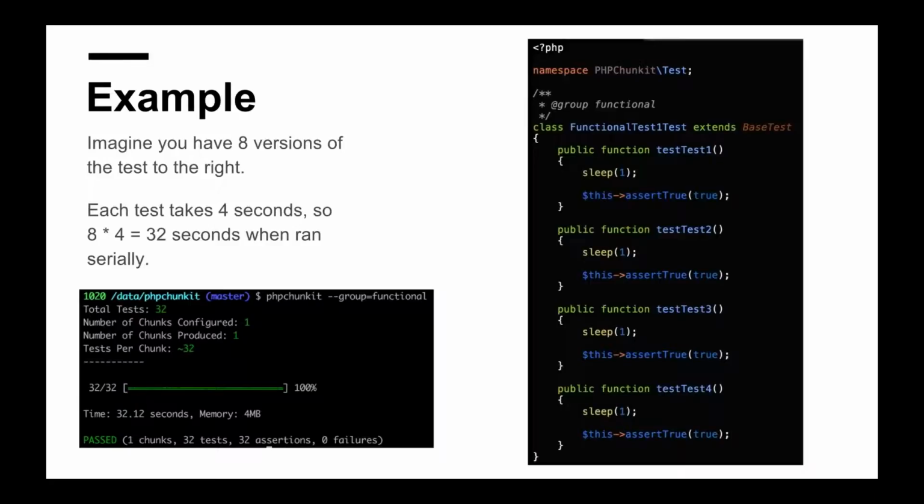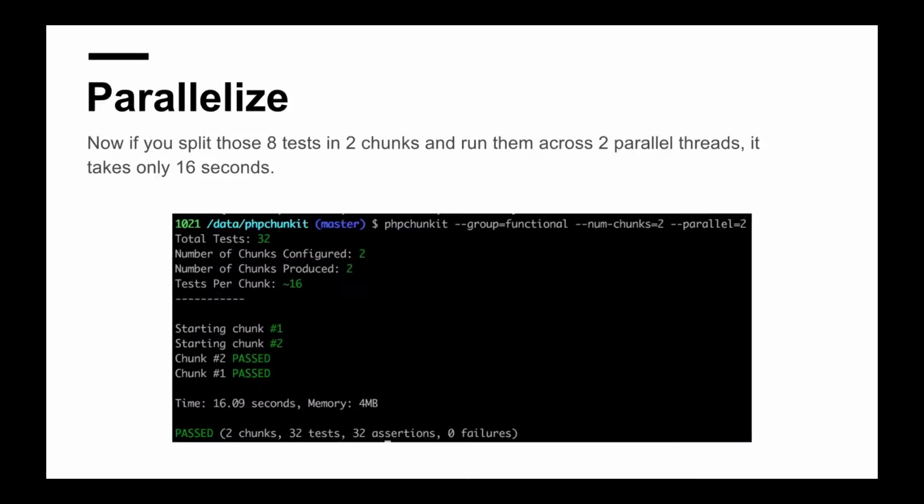So here's an example. I just did a really, really simple example just for demonstrative purposes. We have this example test case with 4 tests in it, and I sleep for 1 second in each test. So imagine I had 8 of these tests, and they're all grouped as functional. In theory, it would take 32 seconds to run that in serial mode. The screenshot at the bottom left is basically that. It's just running it with 1 chunk, no parallelization, just straight up serially. So you see that it takes 32 seconds.